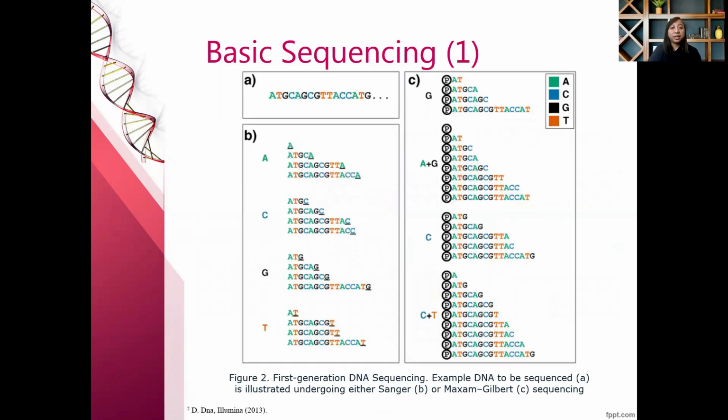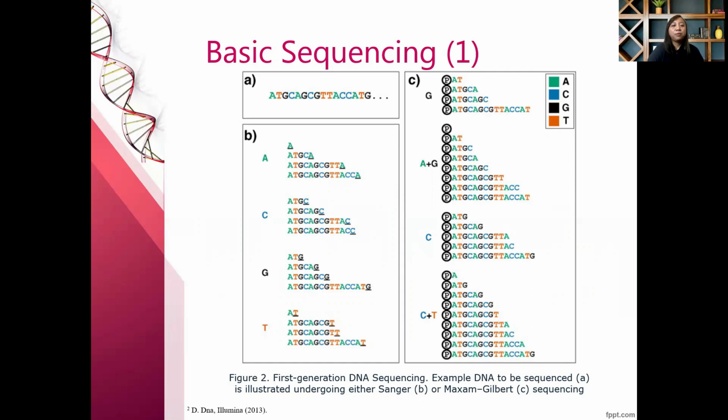DNA sequencing is the process of determining the nucleic acid sequence, or the order of the nucleotides in DNA. This figure or diagram shows A, DNA to be sequenced. The analysis for the Sanger and Maxam-Gilbert method begins with isolating the DNA, then amplification to increase the amount of DNA you want to analyze. This amplified DNA will be used as a template.